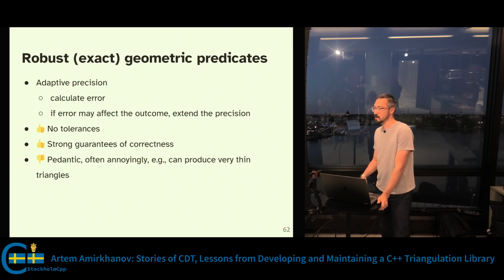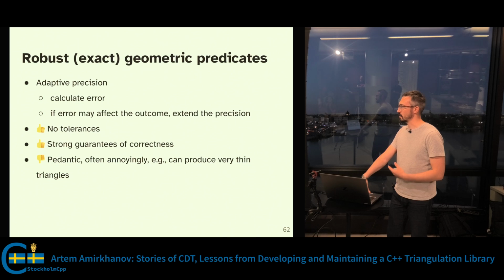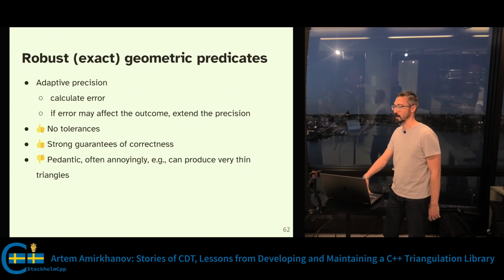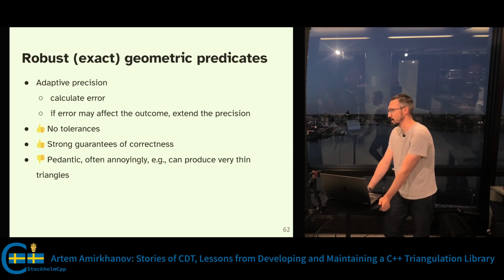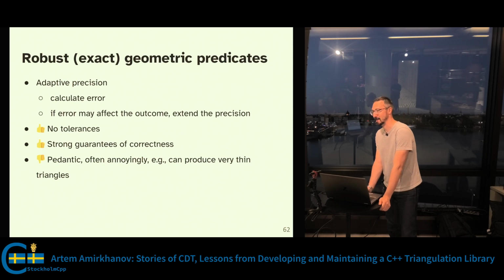The speed you get because in 99% of the cases the error is not large enough, but when the error is large enough, then you get the exactness. So this is nice because you don't need tolerances anymore. You don't need 1e-6 things. And it gives you strong guarantees of correctness. But it's so pedantic. It's annoyingly pedantic.